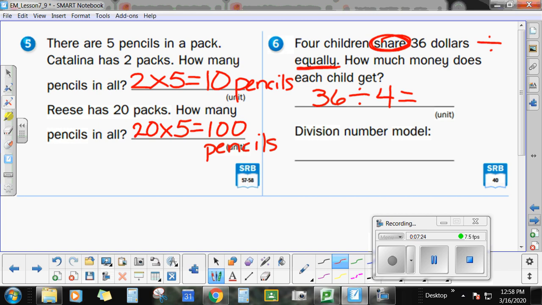So now I need to kind of think. Oops, I think I did this on the wrong line. That's okay. All right, 36 divided by 4. And now remember, think division. We can turn it around and think multiplication because we're better at that. 4 times what equals 36? And so once you figure that out, you should have had 9. So this is where my number model should have been. And then my answer is $9. How much money does each child get? Each child gets $9. So I just kind of wrote those on the wrong lines there.